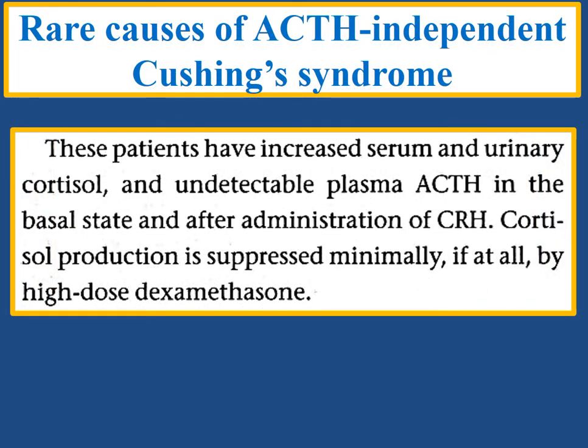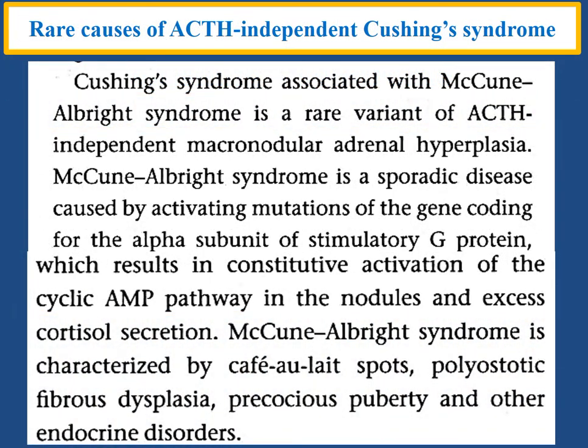The patients have increased serum and urinary cortisol and undetectable plasma ACTH in the basal state and after administration of CRH. Cortisol production is suppressed minimally, if at all, by high-dose dexamethasone. Cushing syndrome associated with McCune-Albright syndrome is a rare variant of ACTH-independent macronodular adrenal hyperplasia.